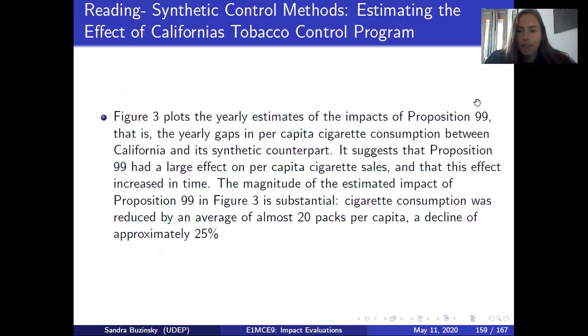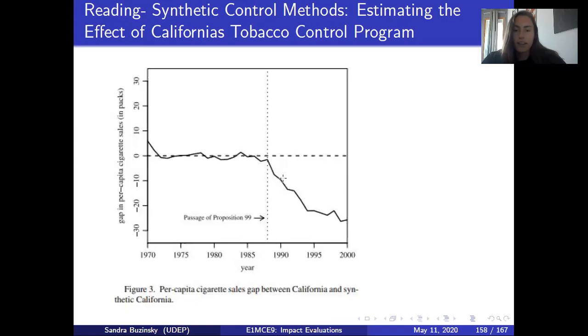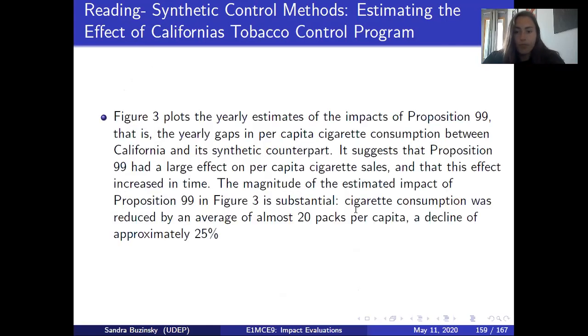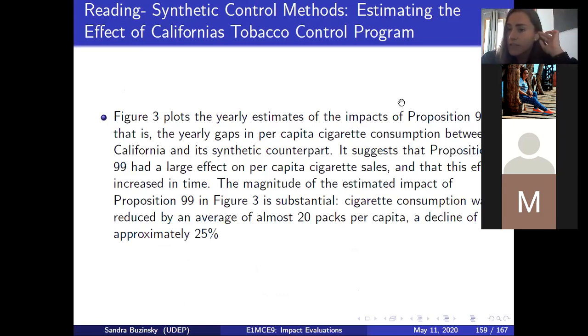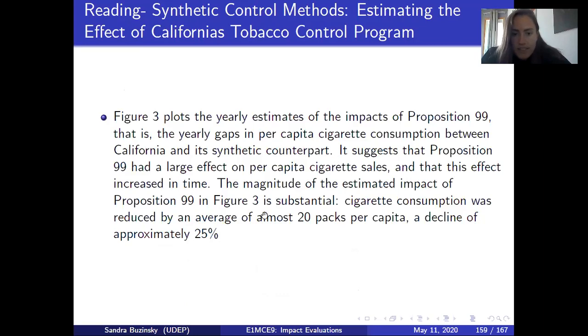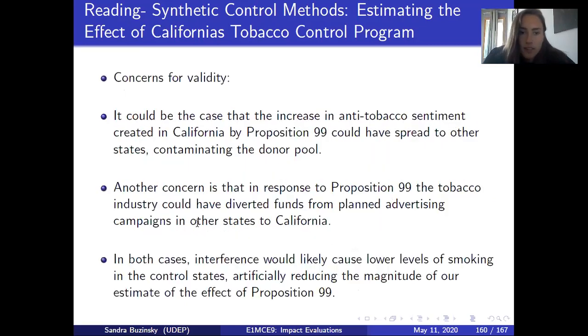So figure 3, oh wait, we just looked at it. Figure 3 is suggesting that Proposition 99 had a large impact on per capita cigarette sales and the effect increased over time, right? The magnitude right after the policy was only like 10 packs per capita, and then it gets larger and larger. So maybe it really did take time for attitudes to change. Obviously, smoking can be an addiction, so it might take time for smoking patterns to be reduced. So they estimate a decline of about 25% of cigarette consumption from this policy.